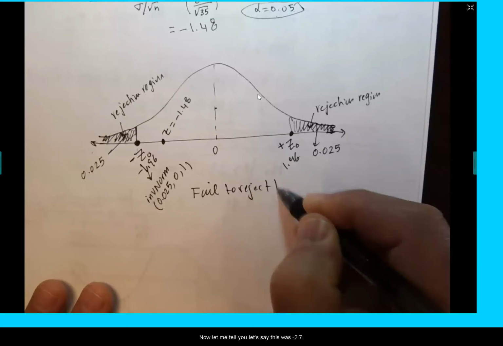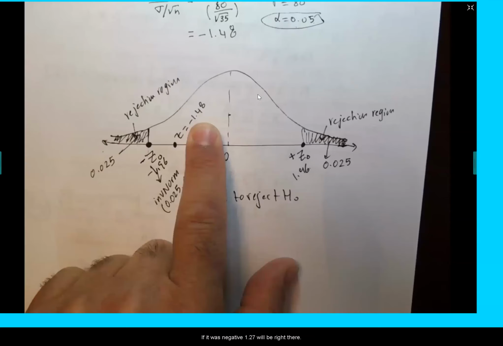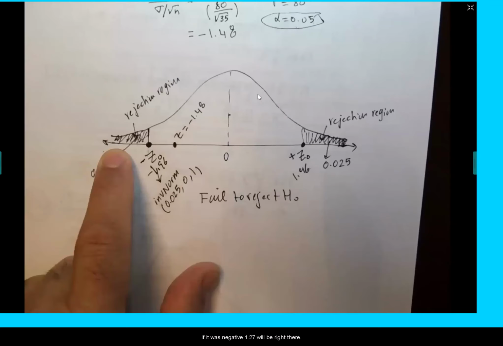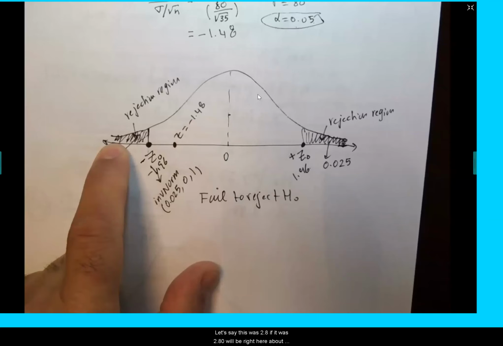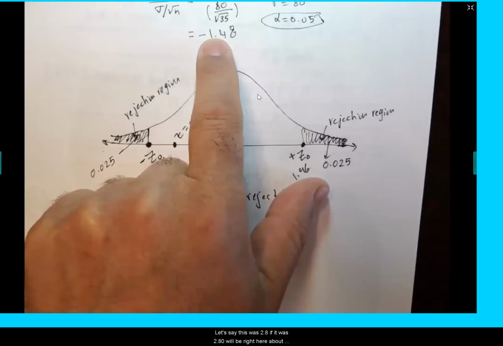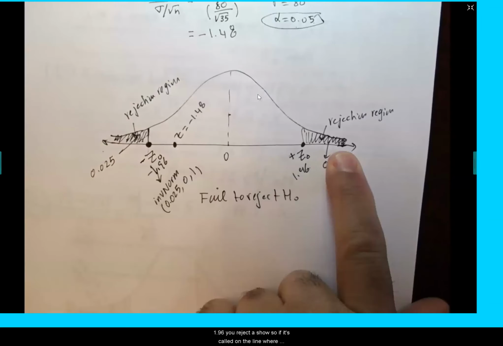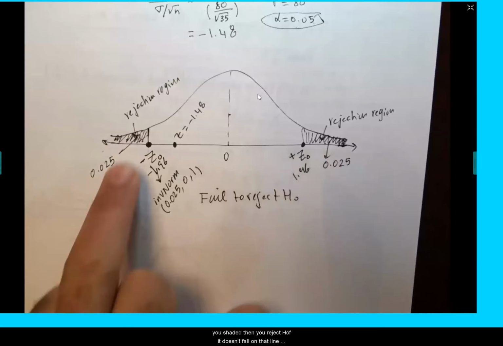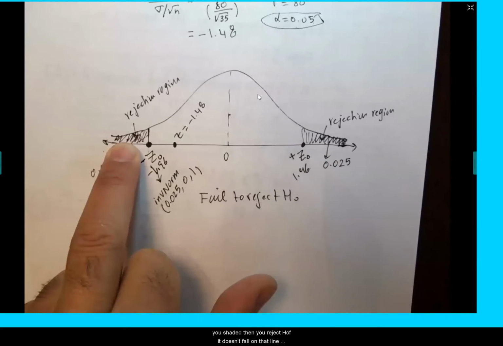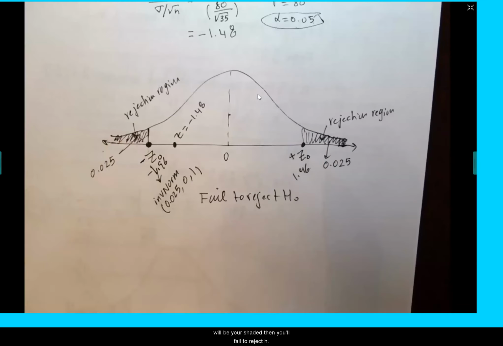Now, let me tell you, let's say this was negative 2.7. If it was negative 1.27, it will be right there. Then you reject H0. Let's say this was 2.8. If it was 2.8, it will be right here above 1.96, you reject H0. So if it falls on the line where you shaded, then you reject H0. If it doesn't fall on that line where you shaded, then you fail to reject H0.